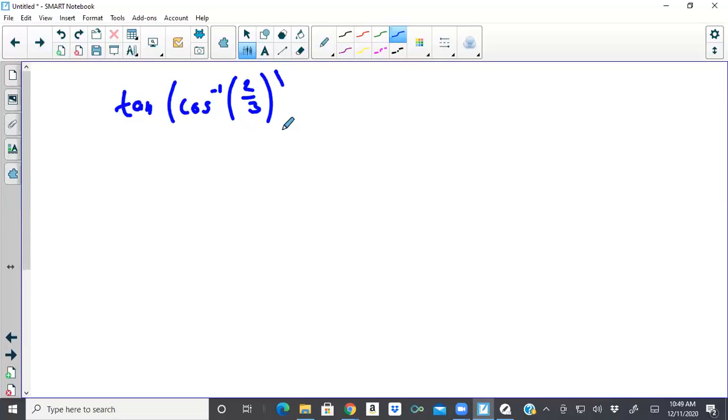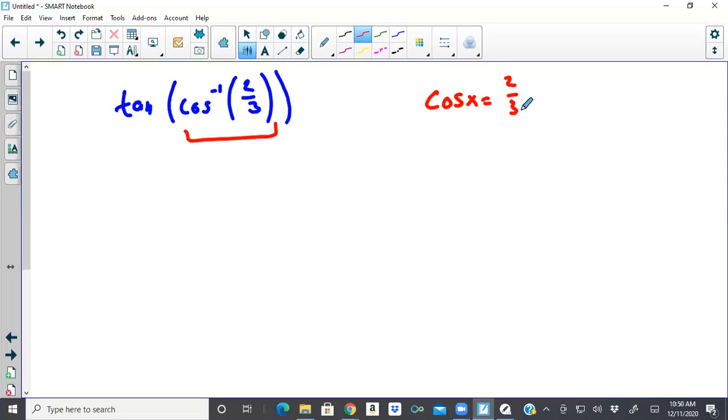So I might ask you something like this: to find the tangent of an inverse cosine value of something. Now, obviously, when you have parentheses, you should deal with the inside of the parentheses first. So dealing with the inside first, I'm basically saying right here that the cosine of x is going to equal 2/3, right? If the inverse cosine of 2/3 is equal to x, then the cosine of x is equal to 2/3.